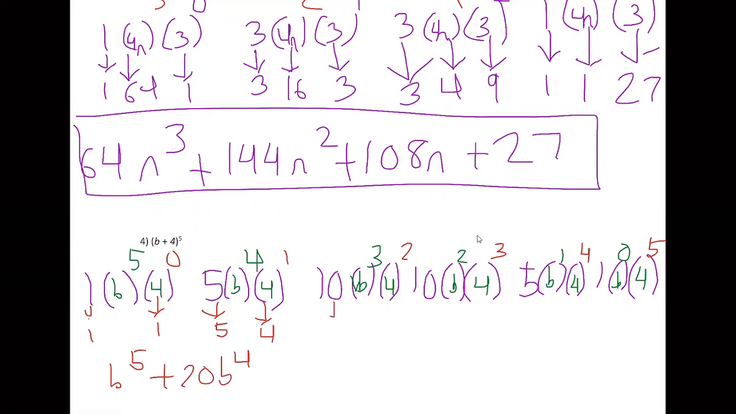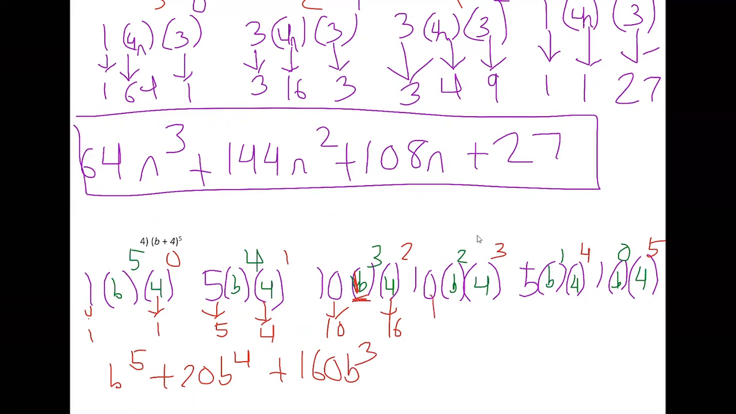This one, we got a 10. Got a 4 squared, so that's a 16. And like I said, it's really nice that we have a 1 here because we don't have to deal with that coefficient number part. So 10 times 16 would be 160, and we'd have b to the 3rd.